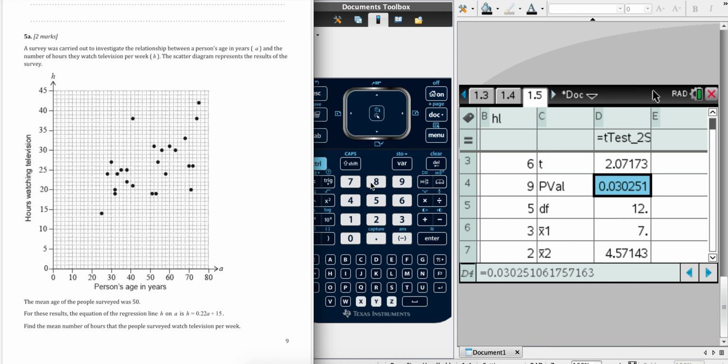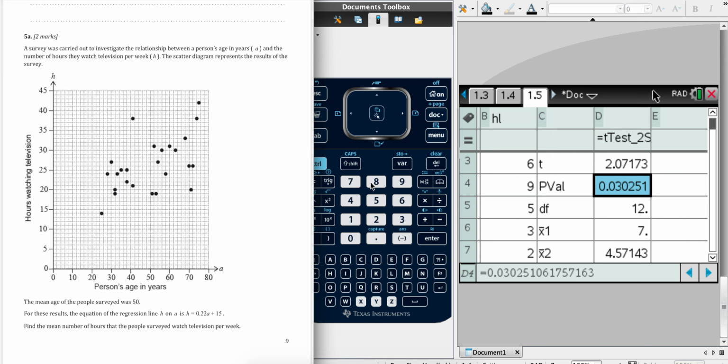Okay, so question 5 is on a scatter graph or correlation. So we're given the scatter graph with the data. The first one, we're told the regression line, so H is equal to 0.22 lots of A plus 15. And we're told that the mean age of someone was 50, and we're trying to find the mean number of hours. Okay, so we're finding the H value.